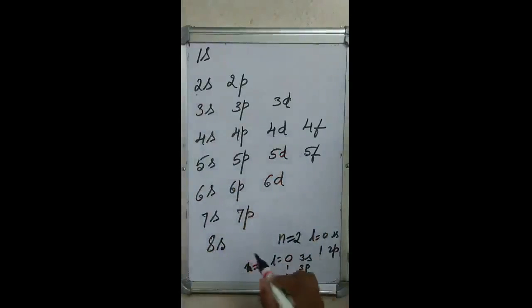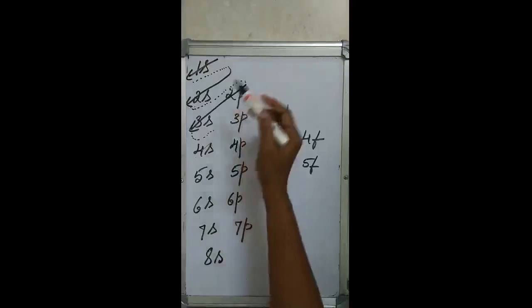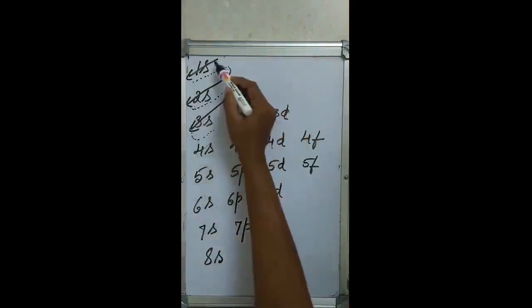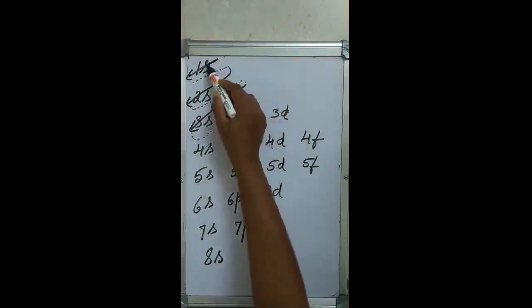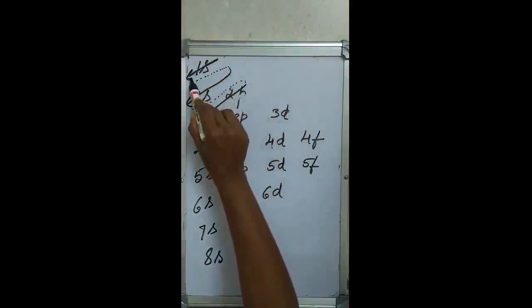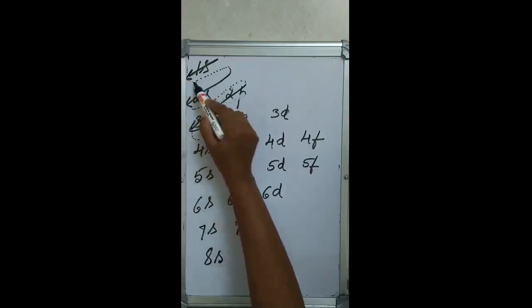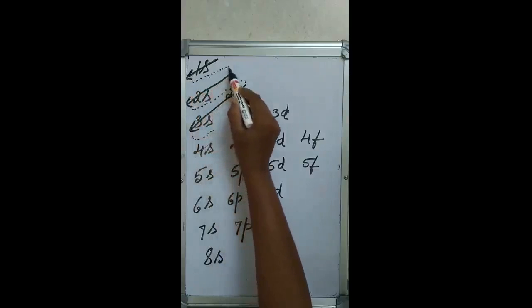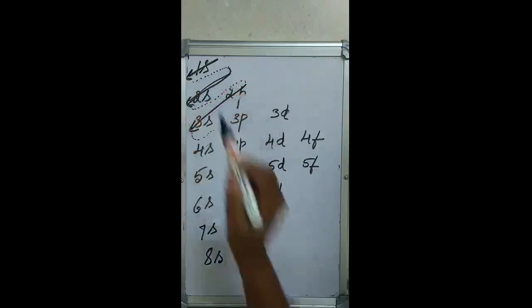Okay, now how can we write the increasing order of the energy level of the orbitals? I will tell you an easy way of writing the increasing order of the energy level of the atomic orbital. See here, I will put the arrow mark like this. You have to put the arrow mark. Okay, from 1s, see, dotted line I have drawn, and then 2s.